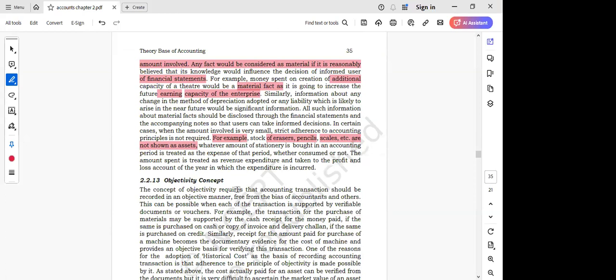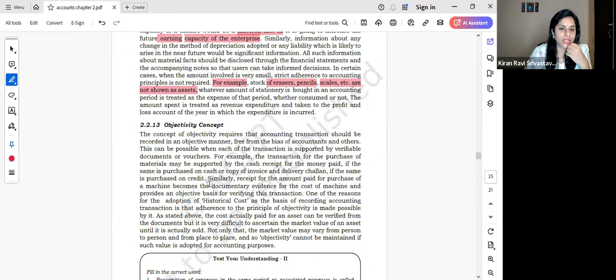Yes, ma'am. The next is objectivity. What is objectivity? The concept of objectivity requires the accounting transactions should be recorded in an objective manner, free from the bias of accountants and others. It should be recorded in objective manner. How the transactions have happened, the same information should be recorded in the books, not listening to anyone else's advice. It should be free from the bias of accountants and others. This can be possible when each of the transactions is supported by verifiable documents or vouchers.